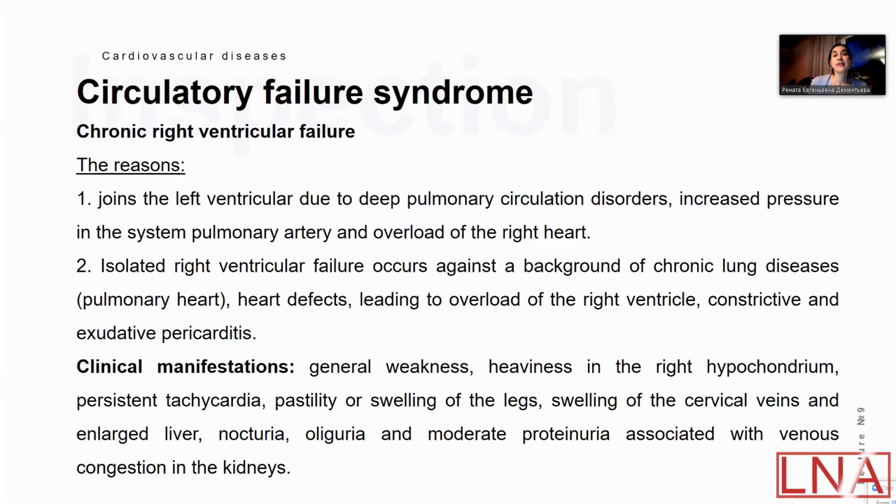About the clinical manifestations of chronic right failure: general weakness, heaviness in the right hypochondrium, persistent tachycardia, pastosity or swelling of the legs, swelling of the cervical veins and enlarged liver, nocturia, oliguria and some reduction in the filtrate of the urine, and moderate proteinuria, with some protein present in the general urine analysis, associated with venous congestion in the kidney.